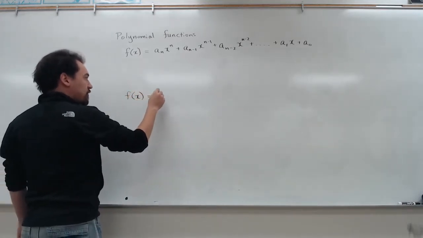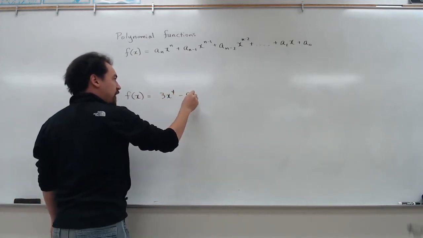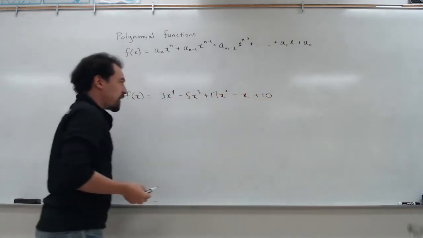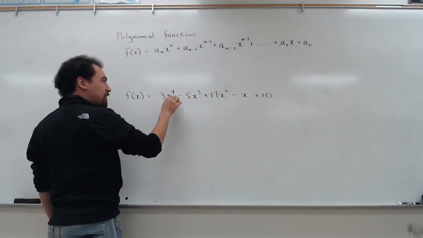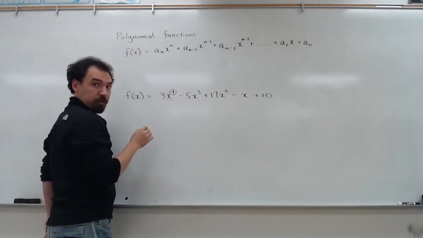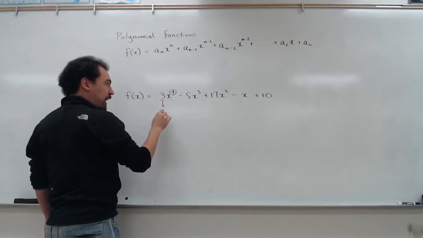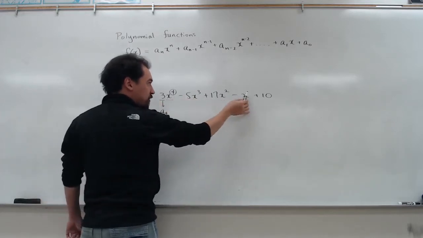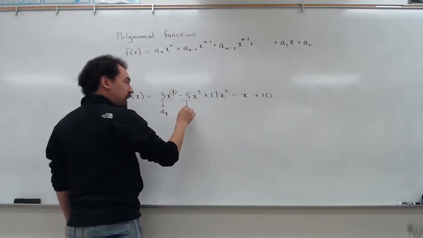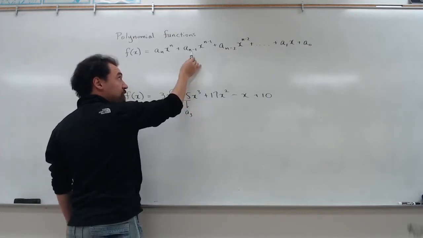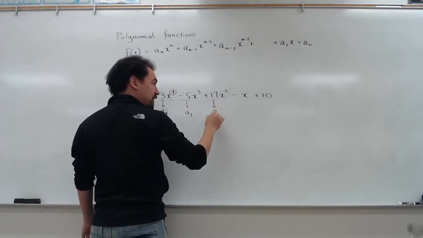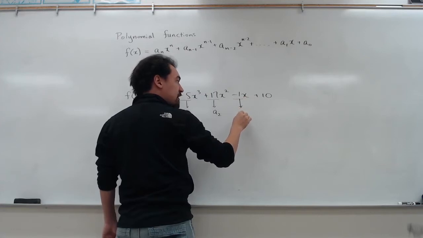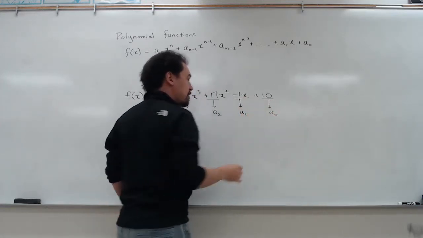F of x equals 3x to the fourth minus 5x cubed plus 17x squared minus x plus 10. Okay, so in this context, we're looking at x to the fourth power. So that n is 4, which means this 3 represents a sub 4 corresponding to the x to the fourth term. Then we count down 4, 3, 2, 1, and no powers of x. So this negative 5 is the coefficient a sub 3. The next number, 17, is a sub 2, corresponding to x squared. And then negative 1 here is a sub 1, and this 10 is a sub 0.